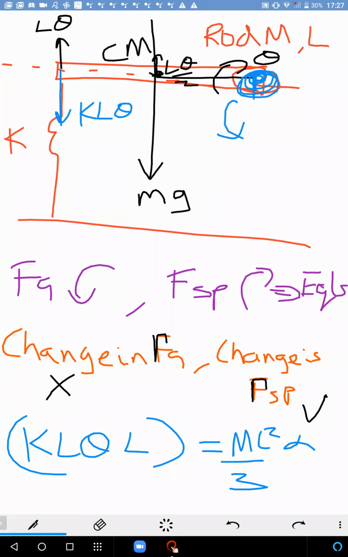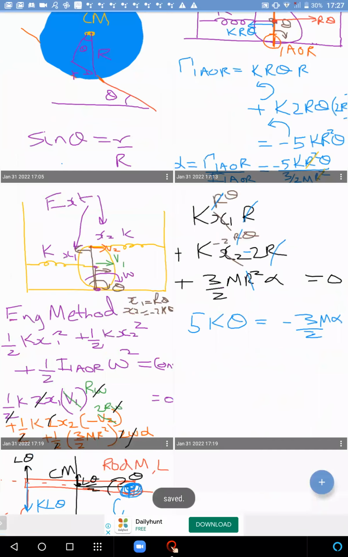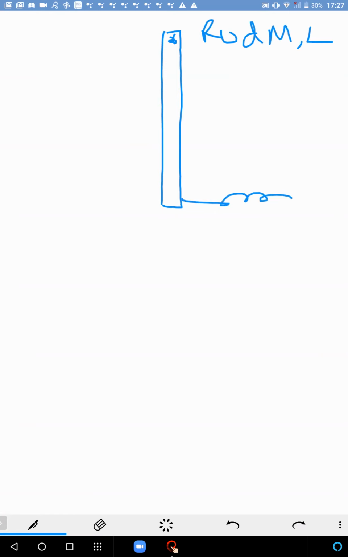Similar, but now I will keep the rod vertical. Could you find the time period for that? And that's our last question for today. The rod is vertical. Can you find the time period for this?